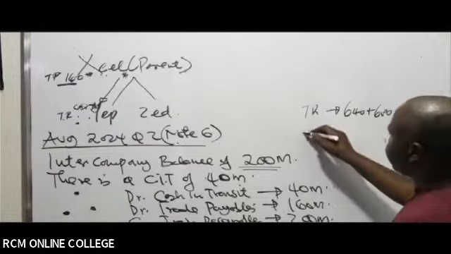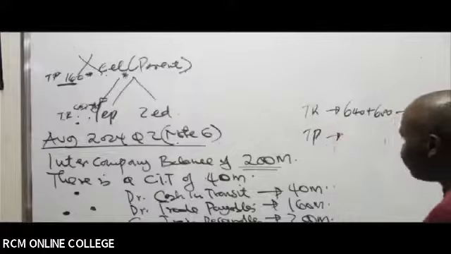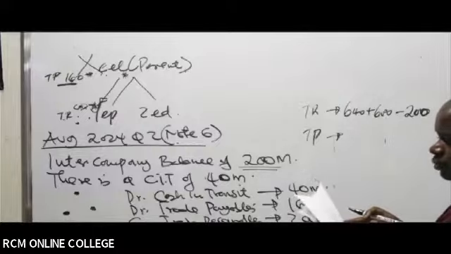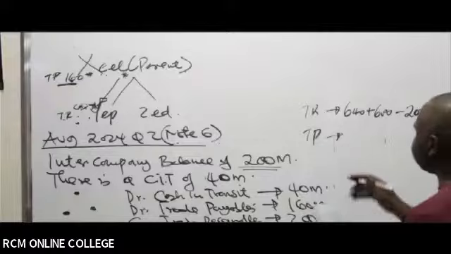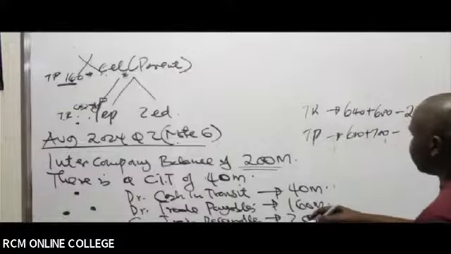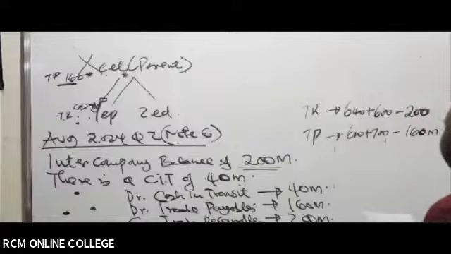Then you go to the trade payables. You've been given 600 and 700. You'll say 600 plus 700, then you minus this 160, the intercompany amount.